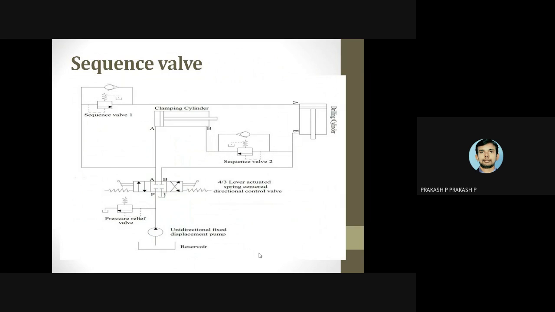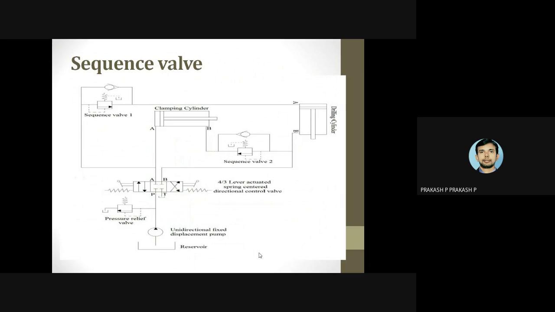At the bottom, there is a reservoir. We have placed a unidirectional fixed displacement pump, a 4x3 lever actuated spring centered direction control valve, and then one clamping cylinder and a drilling cylinder. So this is the circuit for clamping a workpiece and drilling on that workpiece.